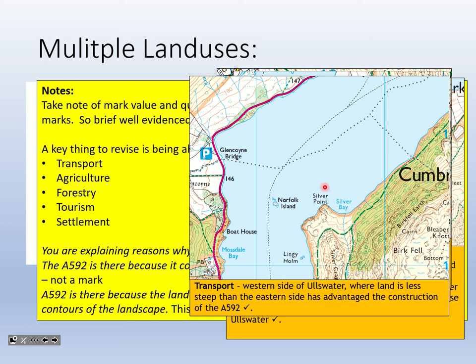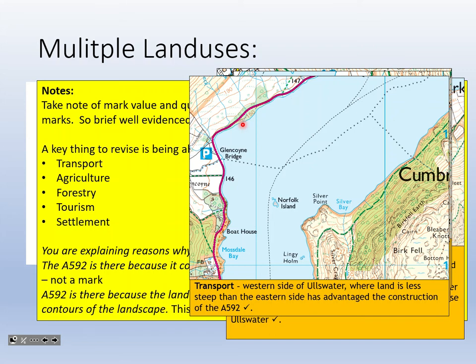Be alive to where things are not on the map. For example, here there is no road constructed to the southern side of the Ullswater, and that's because there's no flat land here. So you can make that kind of comparative point. So this shore has the advantage in road construction.